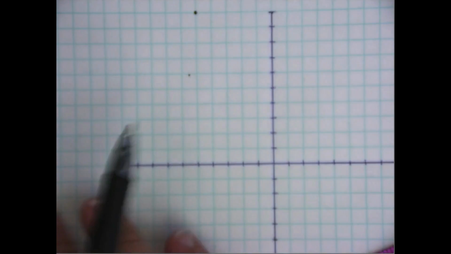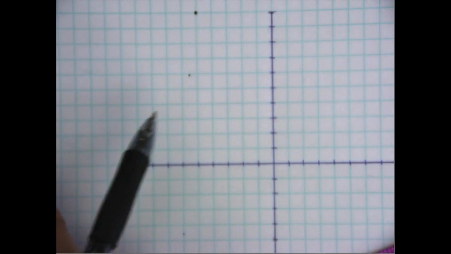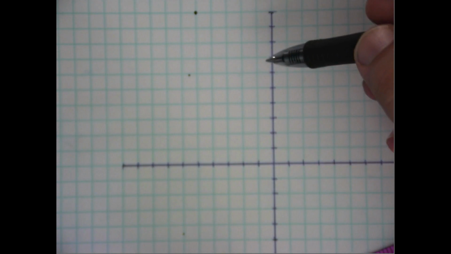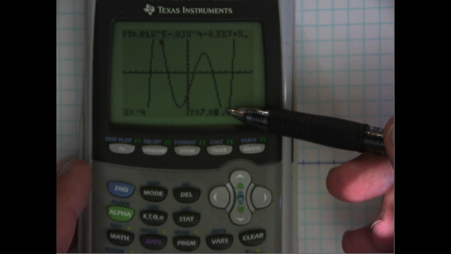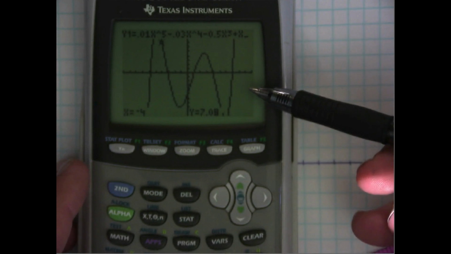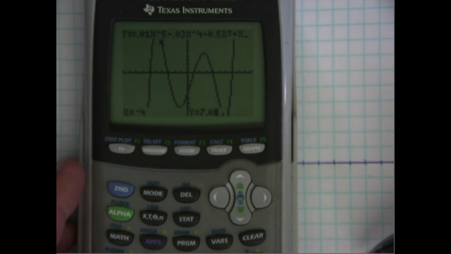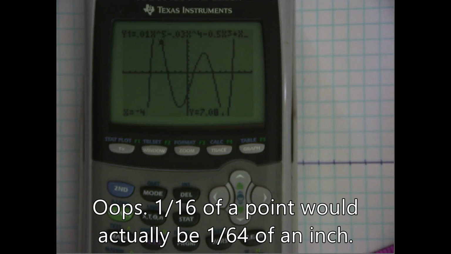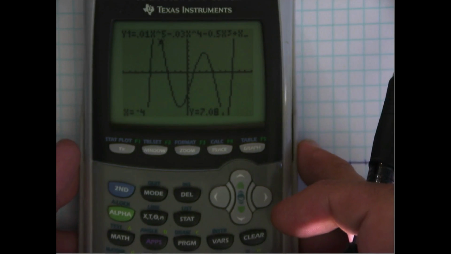So let's check out -4. -4 is about 7. So that's a lot closer. 7.08. The closest fraction to that is about 1/12. 1/12 is not on there. 1/16 is about 0.06, but that's cutting it a little too fine. I mean, 1/16 of a point would represent a 32nd of an inch on my ruler. I'm not going to go that fine. So I'm just going to say a tiny bit above 7.